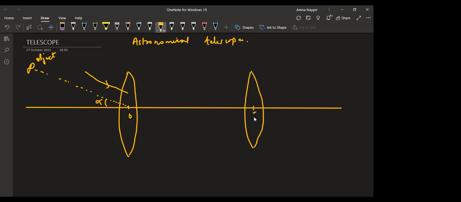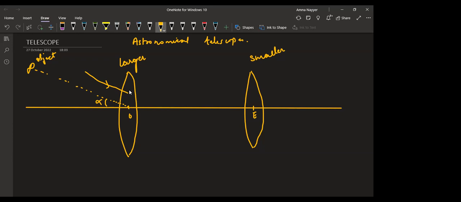This will be the eyepiece. So what is the eyepiece? It's also a convex lens only, but the focal length is smaller as compared to the objective. That's the difference. In the case of compound microscopes, the eyepiece was larger. Here, the objective lens is larger and the eyepiece is smaller. Smaller means smaller aperture, smaller focal length.